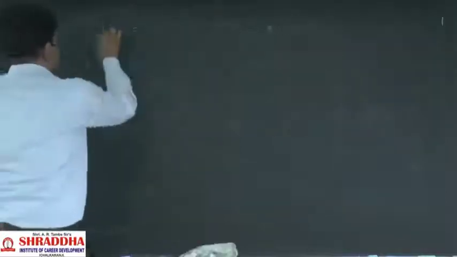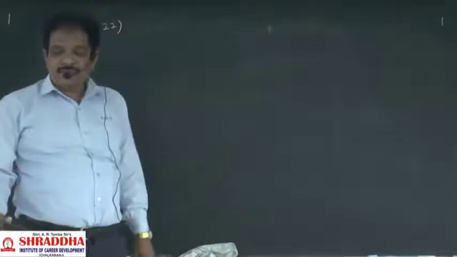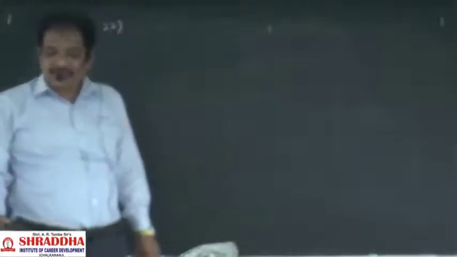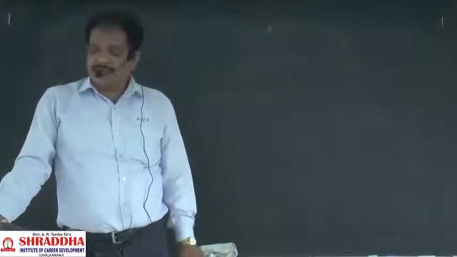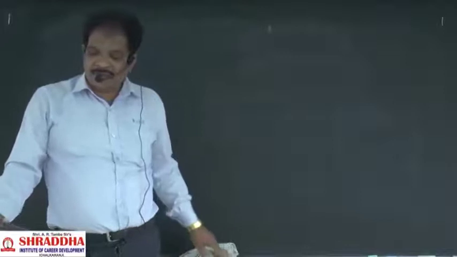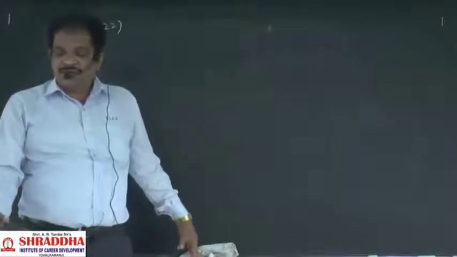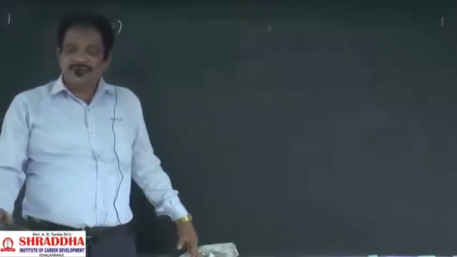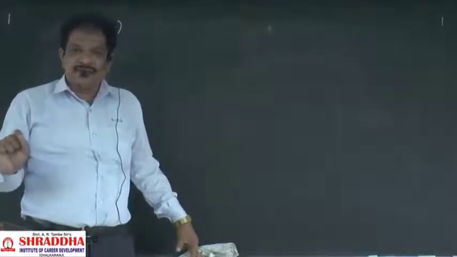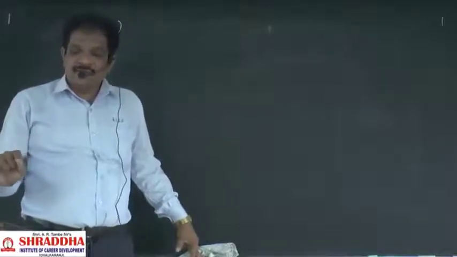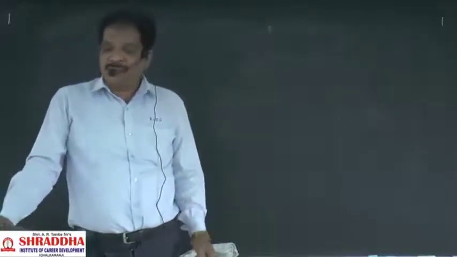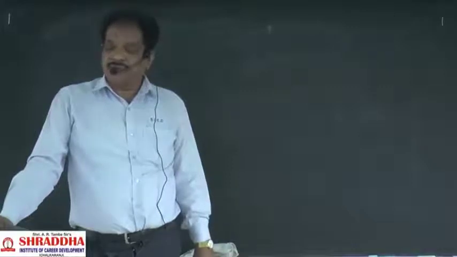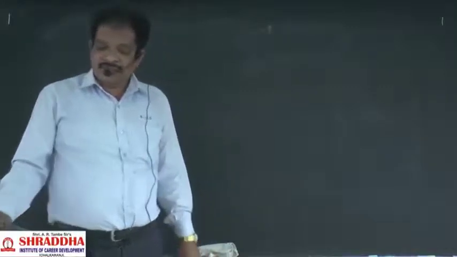See. 22. Subtract 3.2 into 10 power minus 6 from 4.7 into 10 power minus 4 with due regard to significant figures. By considering the significant figures, from 4.7 into 10 power minus 4, you subtract 3.2 into 10 power minus 6. That is the question.